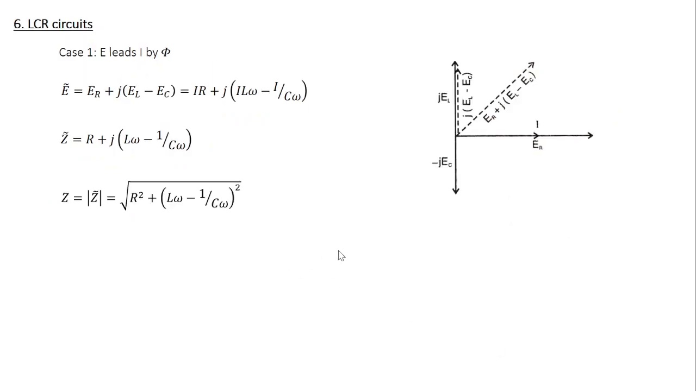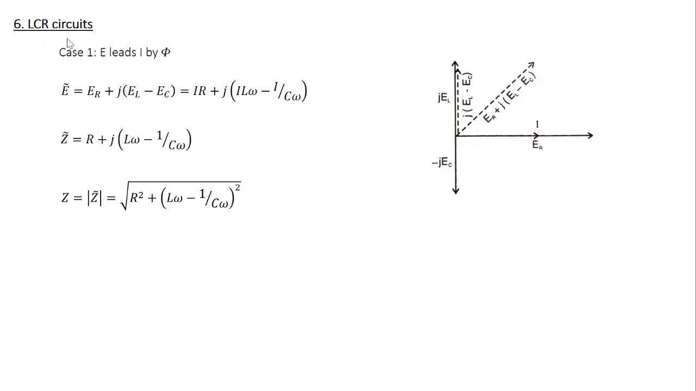Moving on to the LCR circuit. The phase relation between the voltage and current depends on the value of the reactance, right? We have three conditions. When the inductive reactance L omega is greater than the capacitive reactance 1 by C omega, then voltage leads current by phi. If L omega is less than 1 by C omega, then voltage lags the current by phi. If both the reactances are the same, then voltage and current are in phase. So we have three conditions.